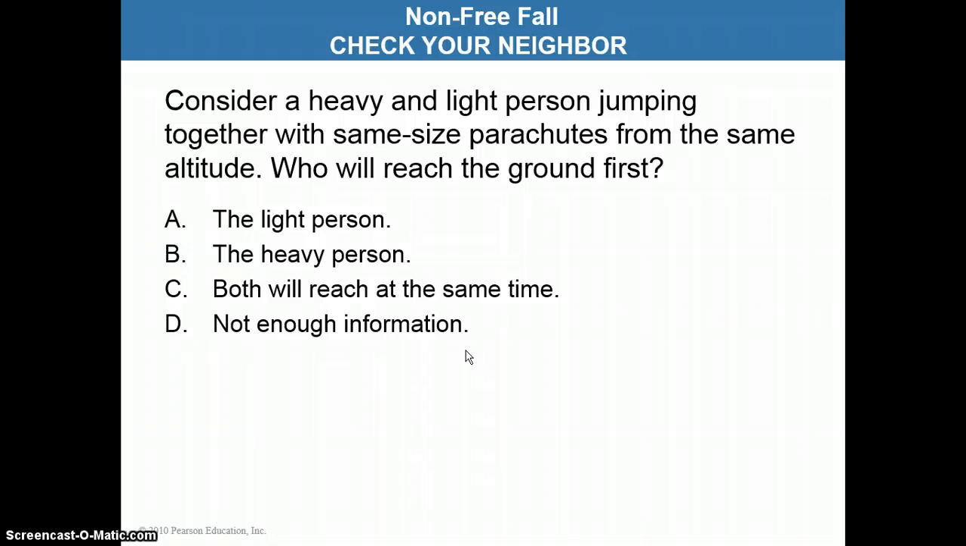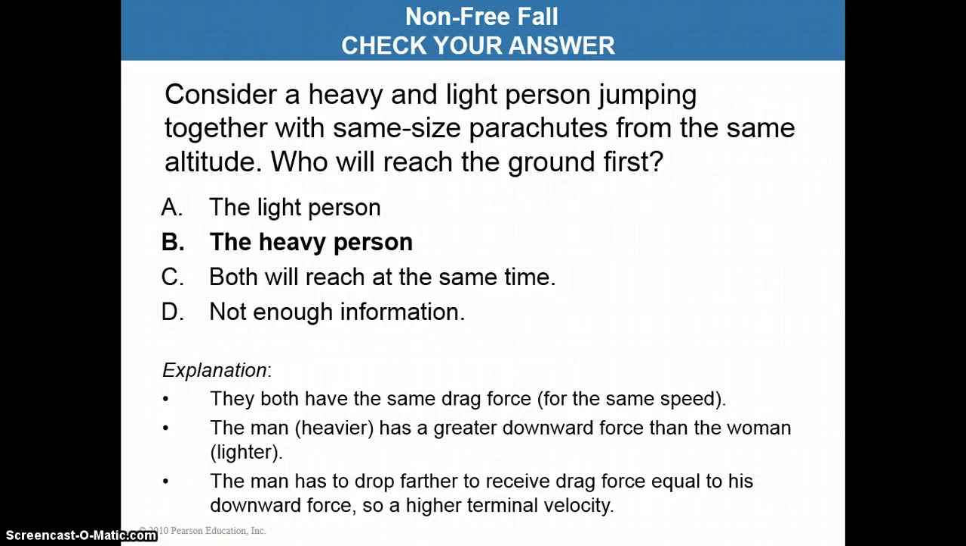And the correct answer is the heavy person. Now, they both have the same drag force for the same speed. The heavier man has a greater downward force than the woman, and so the man has to drop farther to receive drag force equal to his downward force. That gives him a higher terminal velocity.